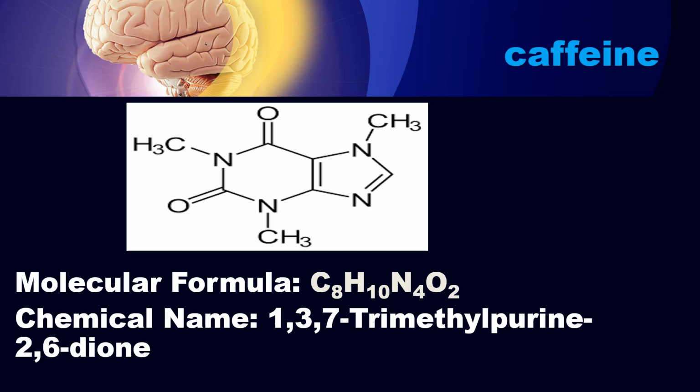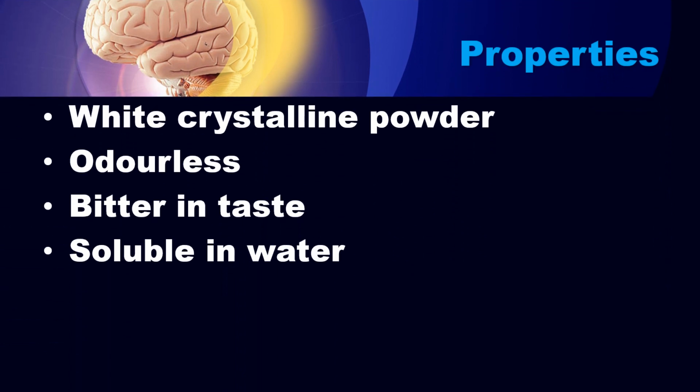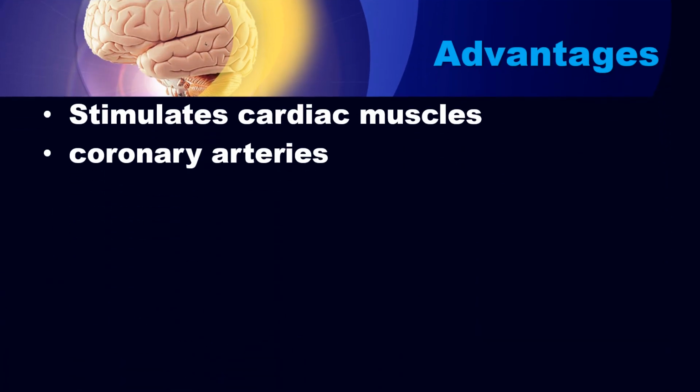Caffeine. The molecular formula is C8H10N4O2. The structure of caffeine, and the chemical name is 1,3,7-trimethylpurine-2,6-dione. Properties of caffeine: it's a white crystalline powder, odorless, bitter in taste, and easily soluble in water. Advantages of caffeine: it stimulates the cardiac muscles and coronary arteries.